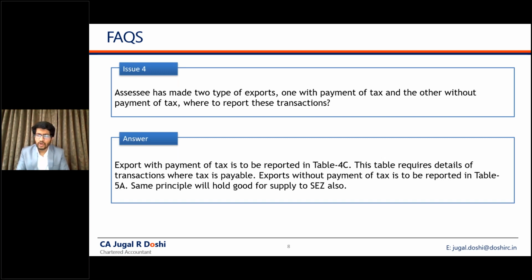Goods are same, supplier is same, recipient is same, invoice value is same, still these two supplies would be classified separately. Export with payment of tax will be covered in table 4C, and exports without payment of tax will be covered in table 5A.